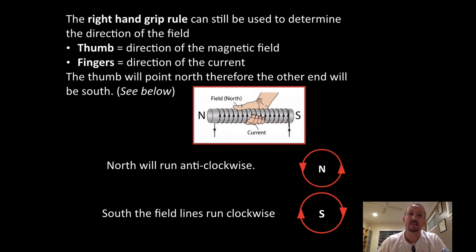In this case, the thumb is going to show you the magnetic field direction, whereas your fingers are going to show you the current direction. Because remember, the solenoid is a coil. So the fingers are going to be our current, and our thumb is basically going to show us our direction of the field. Now remember, north on a magnet always has the field lines coming out. So your thumb will also tell you that that is the north end of your solenoid. You always find that north will be running anti-clockwise and south will be running clockwise in this situation.